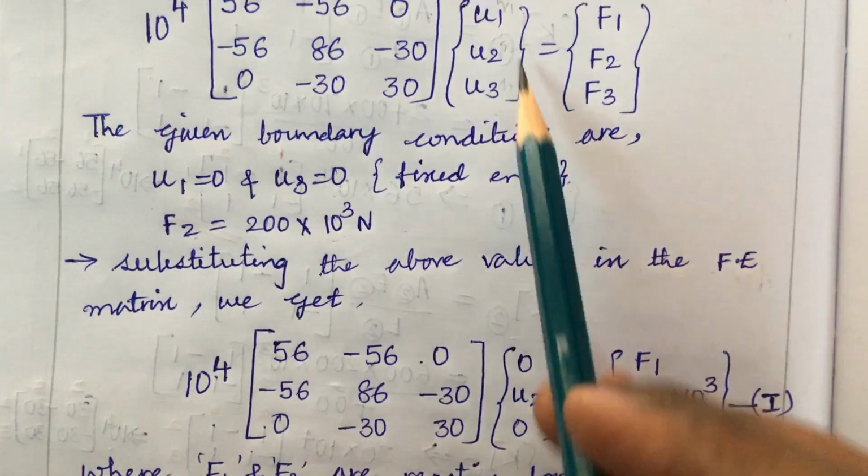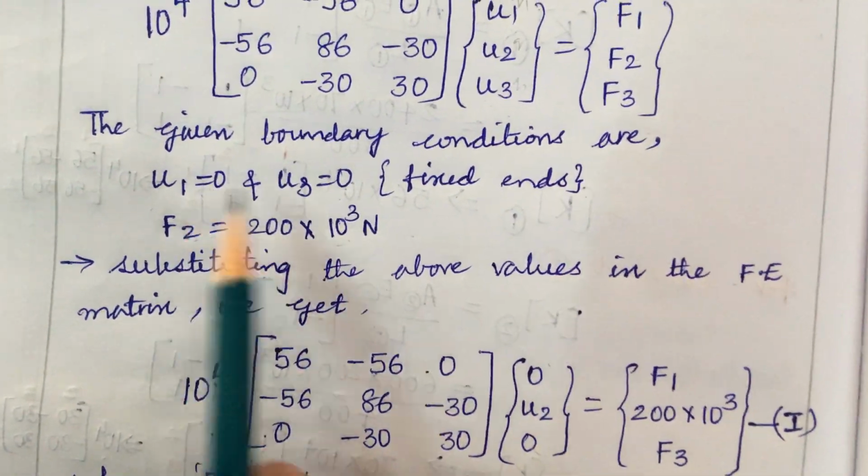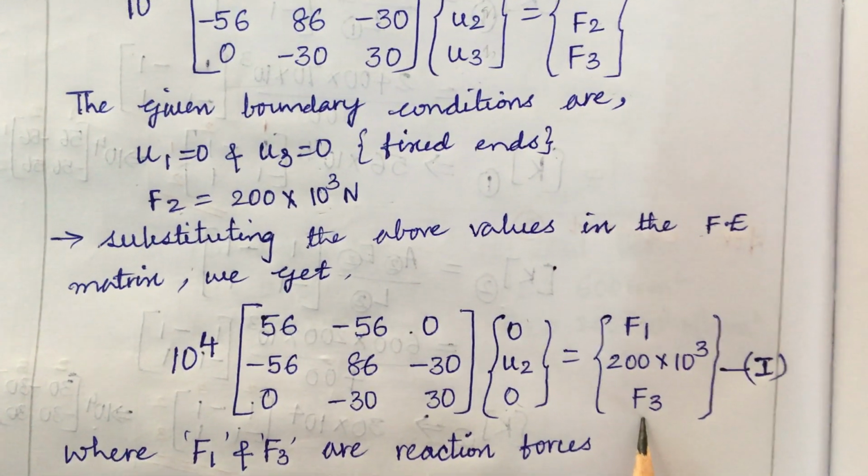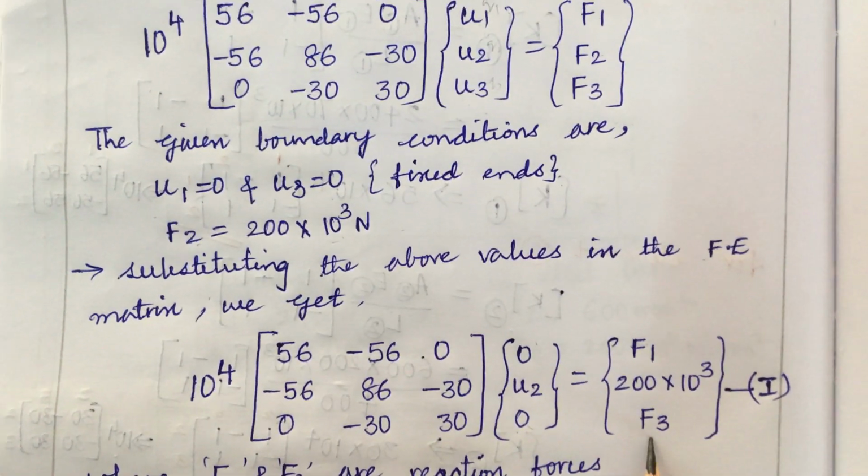So what happens here? U1 and U3 are nothing but what? Zeros. Getting? And F1 and F3 are what? The reaction forces which we are going to calculate. They are not zero, dear students.